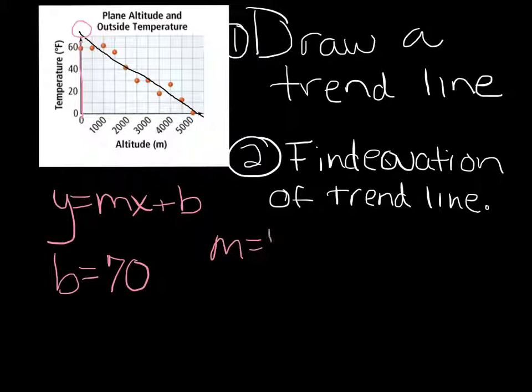Rise means how far up or down do I have to go to get to my next point. You're always going to start with your y-intercept when you're finding your slope, and then always go to one of the last points that falls on your graph. So in this case, let's use this point right down here, because this one falls kind of on our line. Some of you may be using a different point. That's fine. Just pick a point on your line to find the slope with.